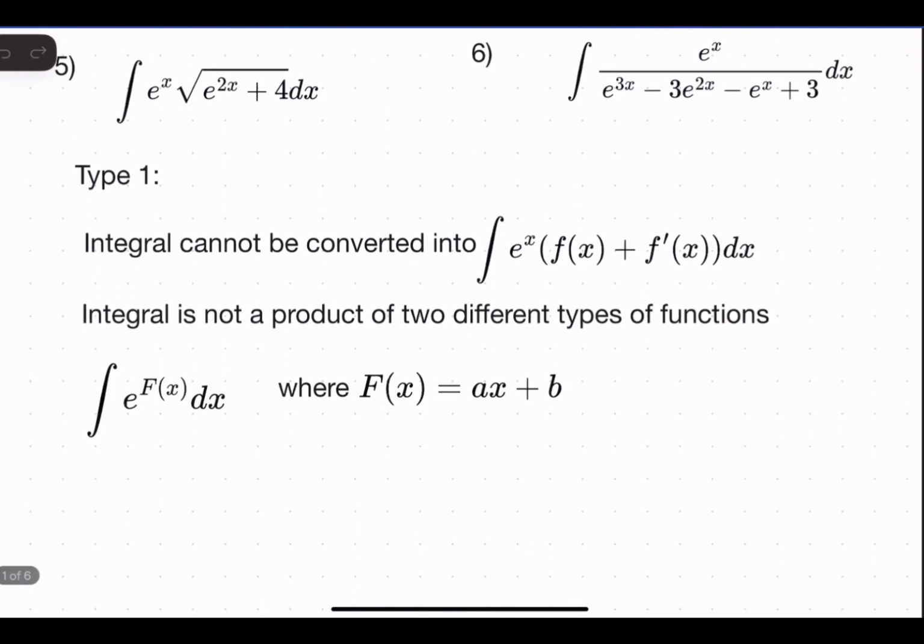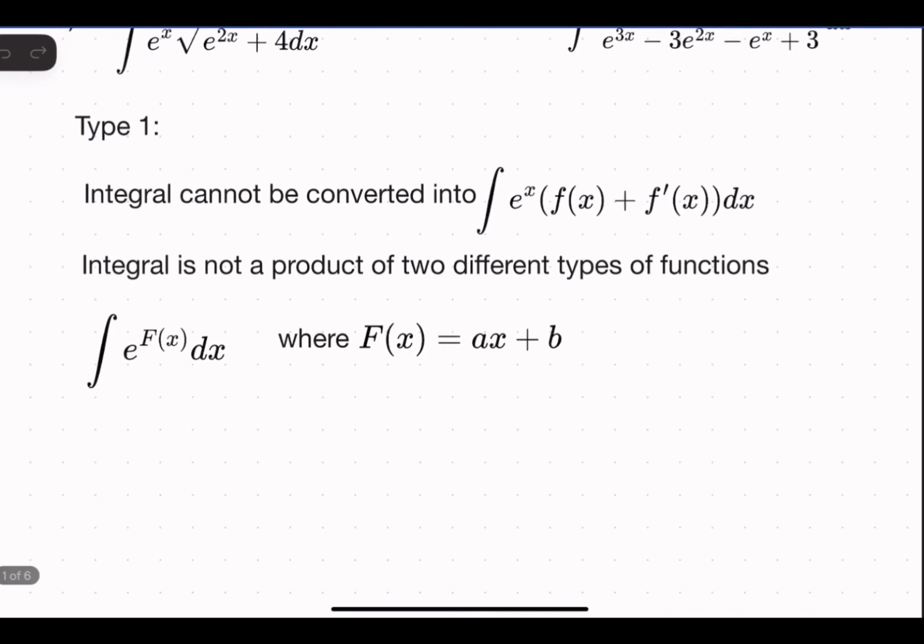These cannot be converted into this form: e power x, where the answer is e power x into f(x). And always remember, there is a plus sign. Many students think there is a negative sign. No, there is a plus sign. This is the first condition for this type.